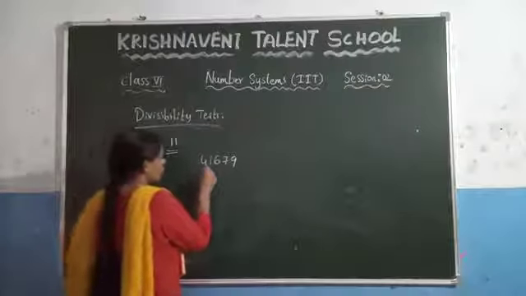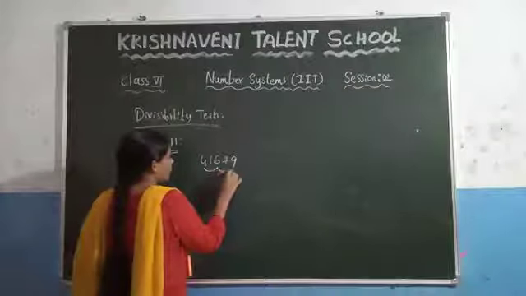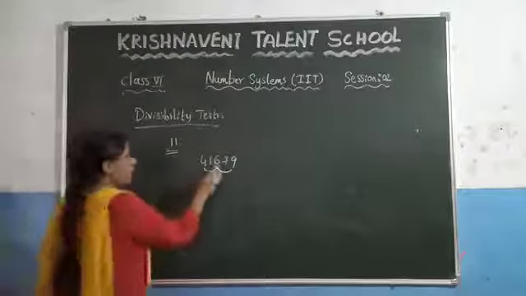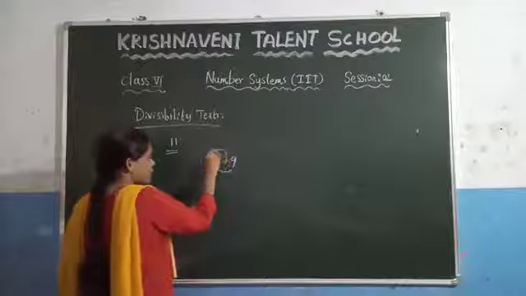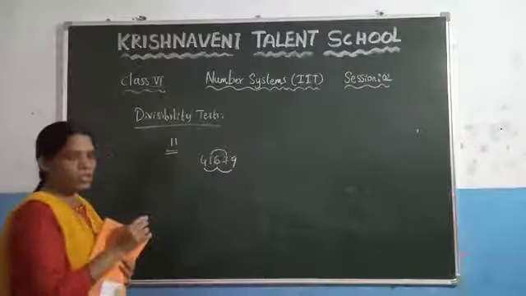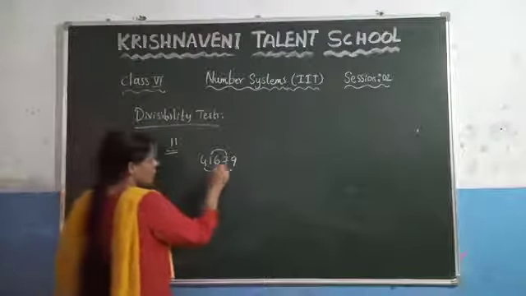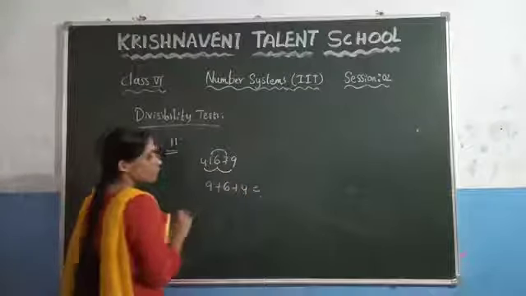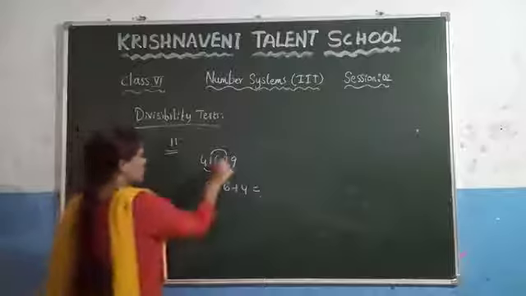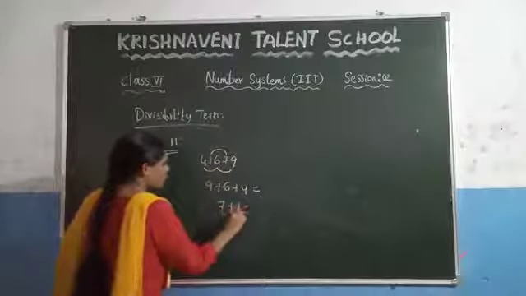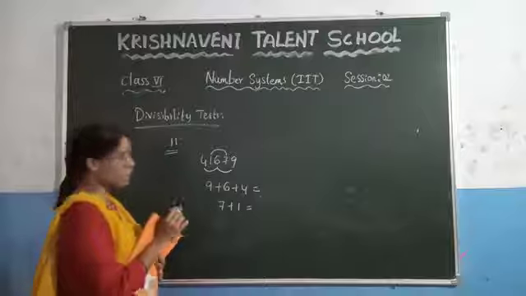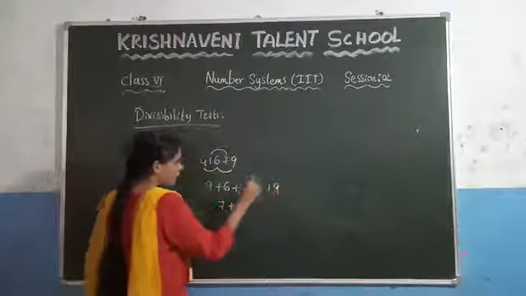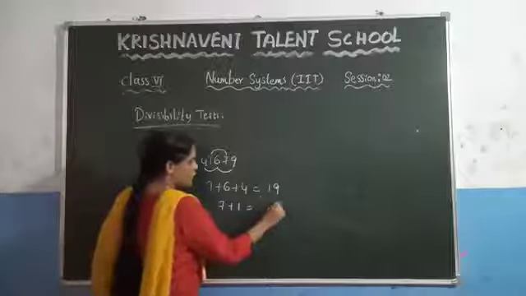What are the odd and even digits here? The first, third and fifth digits, 1, 3, 5, are the odd digits, and this is the second digit and this is the fourth digit. So we need to take the sum of the odd digits, which is 9 plus 6 plus 4, and the sum of the even digits, which is 7 plus 1. After calculating, 6 plus 4 is 10, 10 plus 9 is 19, and 7 plus 1 is 8.